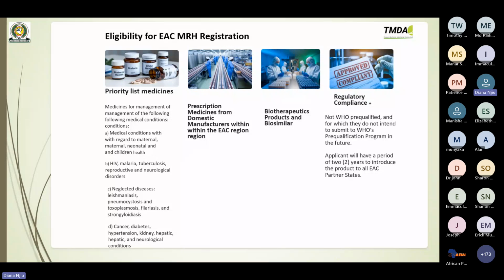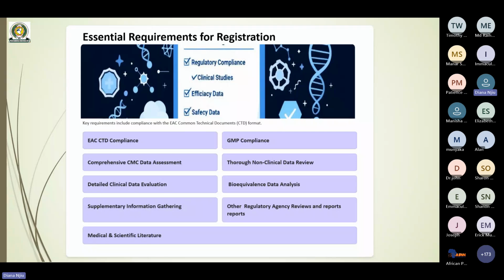So what are the essential requirements for the registration? As we said, regulatory compliance, we will see it everywhere, but the actual technical information required in the CTD, we need the EAC CTD compliance. So it means a full submission as per the format, which is available in our guidelines. The quality overall summary, the information from module 1 to module 2, module 3, module 5, the comprehensive chemistry, manufacturing and control data assessment. It means the quality information, all of it, should be fully compiled and submitted.